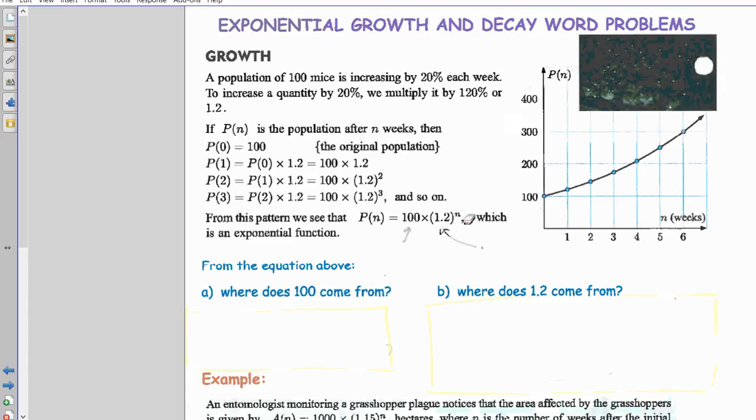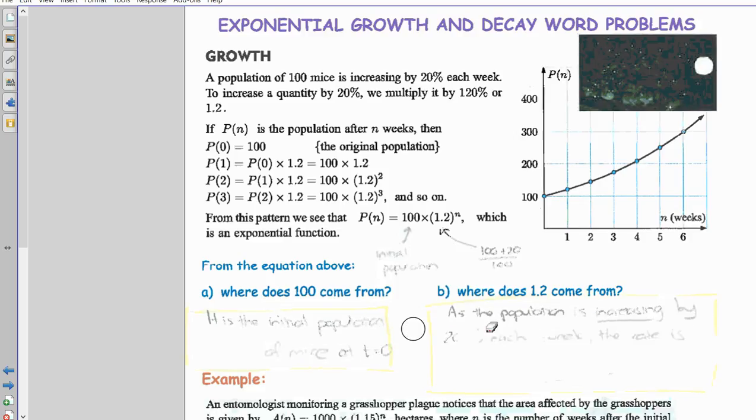So that's your k value, the initial population, and 1.2 is like your a value. And that was calculated because it was a 20% increase. So remember the decimal multiplier from middle school: 100 plus 20 over 100 gives you 1.2. So where does 100 come from? It's the initial population of mice, at t equals 0. Where does the 1.2 come from? As the population is increasing by 20%, we say the rate is 100 plus 20 over 100. If it was a decrease, it'd be 100 minus 20 over 100.